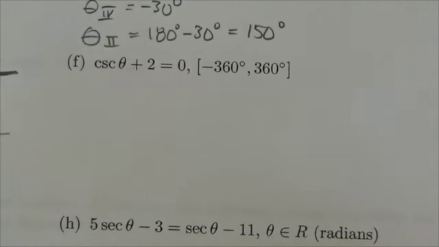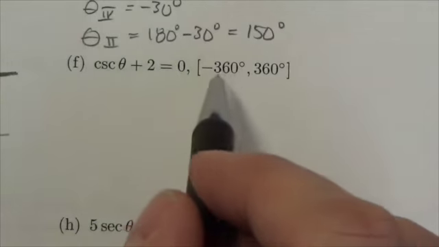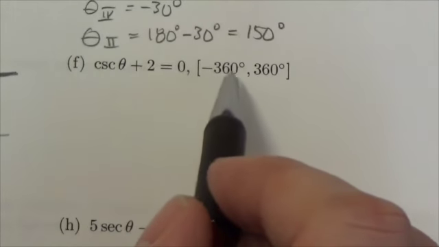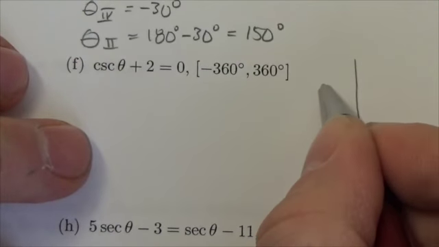All right, hi everybody. So this question right here, we're being asked to solve cosecant of theta plus 2 is equal to 0. And we're solving it in a domain negative 360 out to 360. Now let's talk about that. Okay, what does that look like?